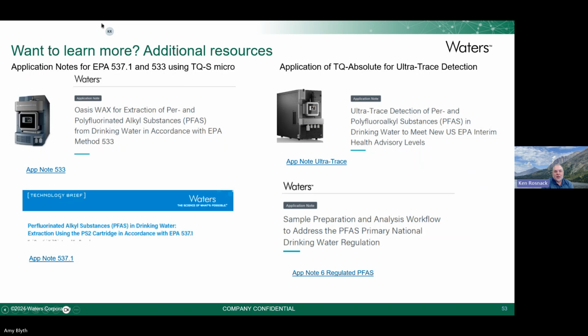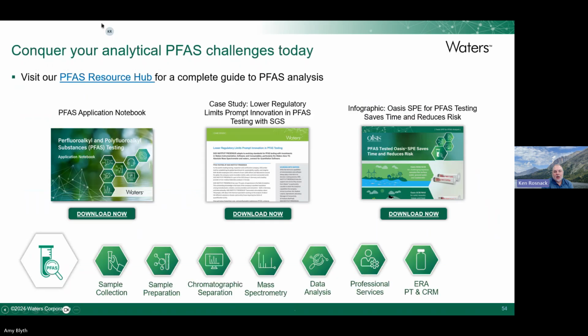Loads of resources available, both direct links to some application notes, also to some resources on our PFAS resource hub, application notebooks that are a compendium of all the PFAS testing apps that we have, case studies, infographics, and all about your sample preparation, etc.